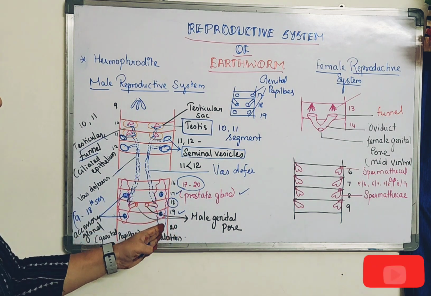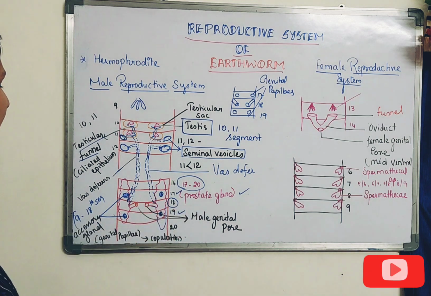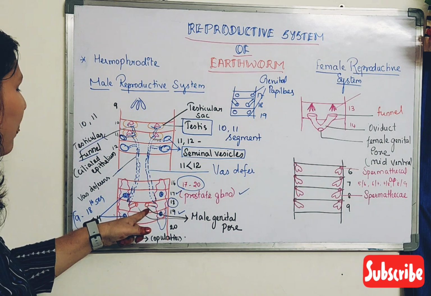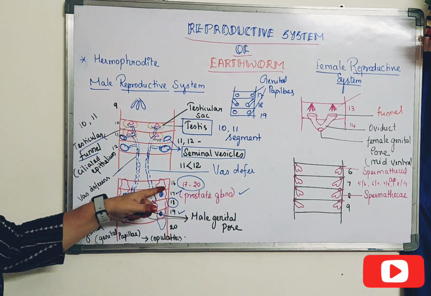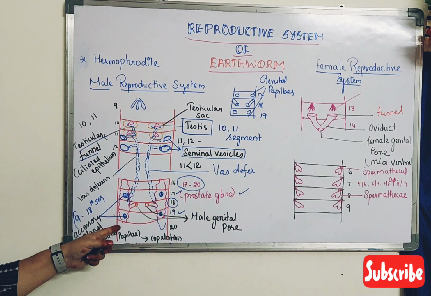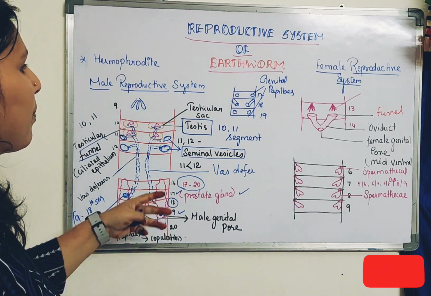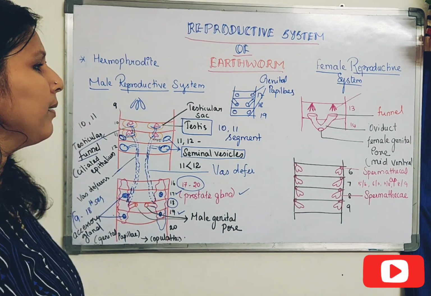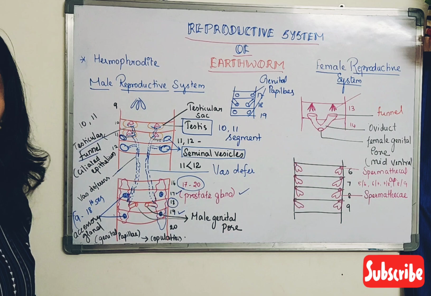From the 17th to the 20th segment, there is a prostate gland, and in the 18th segment we have the male genital pore, which is supported by two pairs of accessory glands present in the 17th and the 19th segments. These two glands are also called genital papillae, which are very, very useful for the process of copulation. Clear? So this is the structural feature of the male reproductive system.